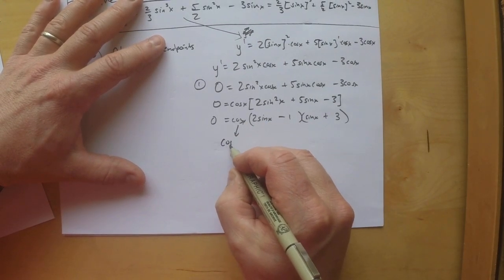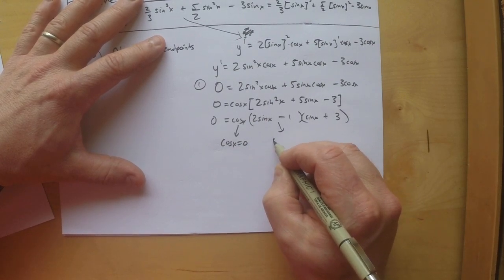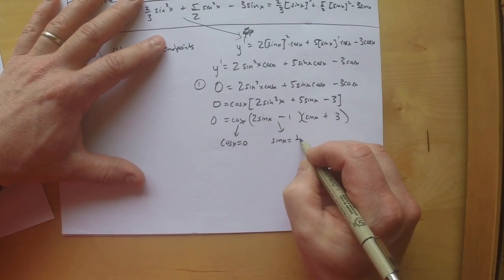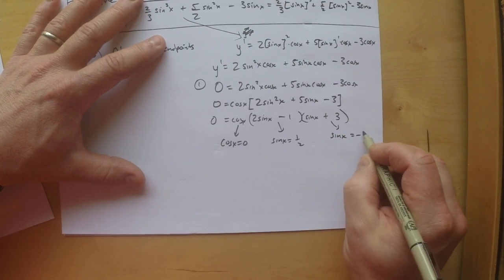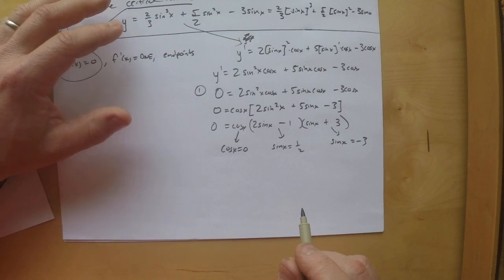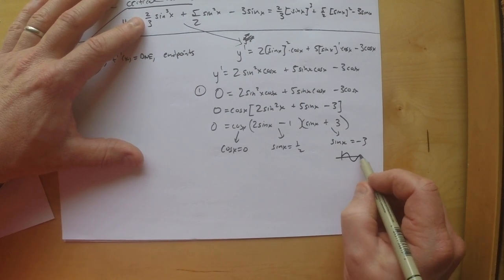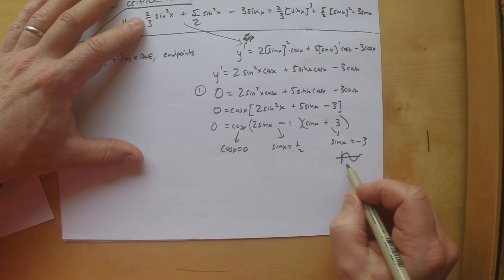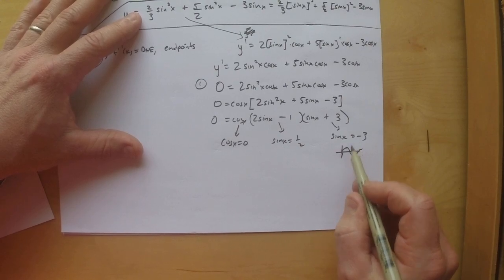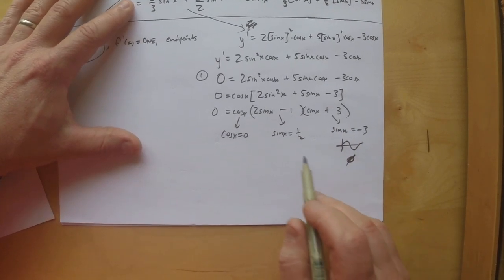out comes the fact that cos theta or cos x can equal 0, sine x can equal a half, and sine x can equal -3. So a few things should come back into play. Remember, sine only looks like this. It can only go between -1 and 1. -3 is outside its limit, so to speak. So this gives me no solutions. That's nice. So that branch, nothing.